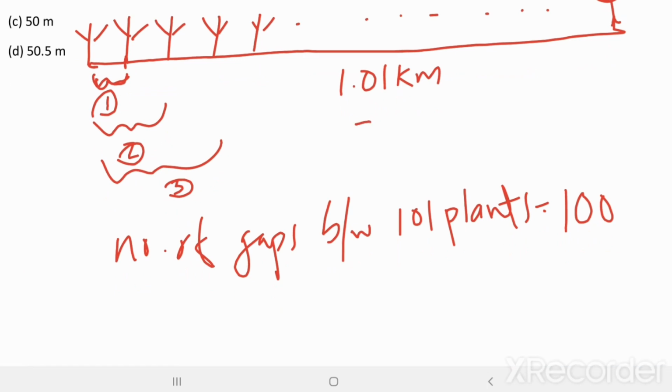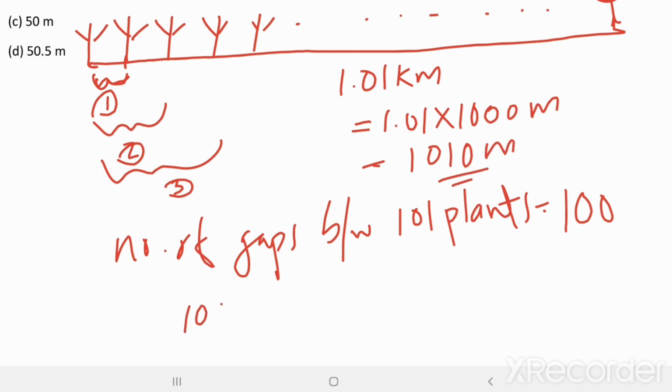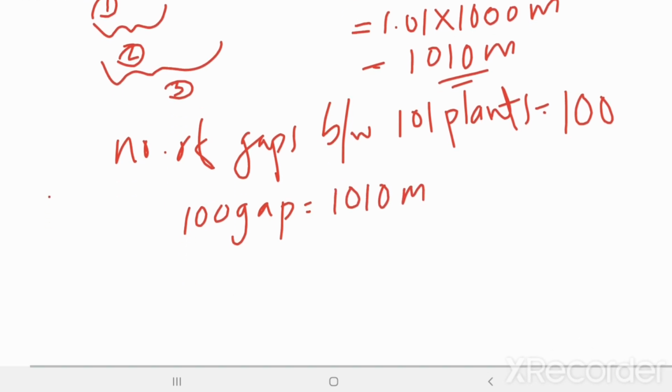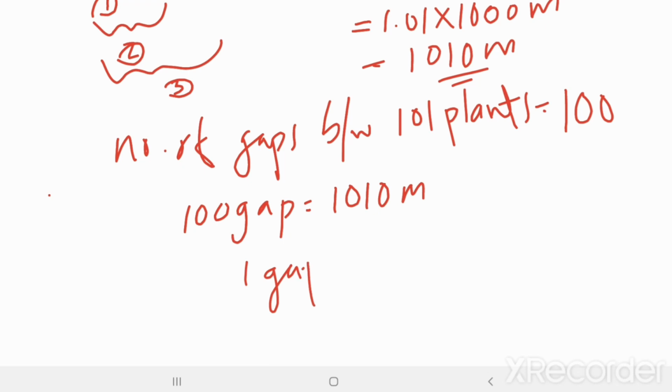1.01 kilometer equals 1.01 into 1000 meter. This is equal to 1010 meter. So 100 gaps equal 1010 meter. Then each gap equals 1010 divided by 100, which is 10.1 meter.